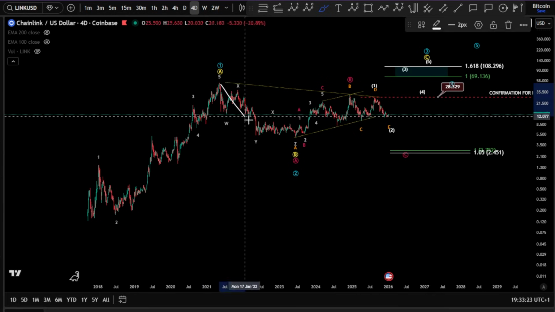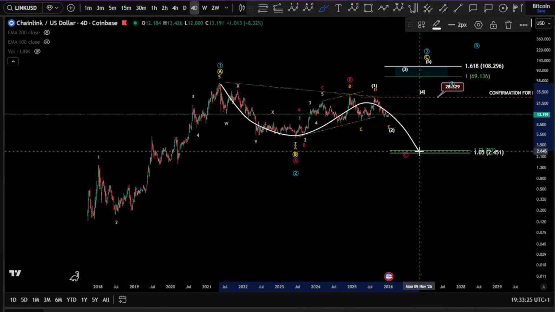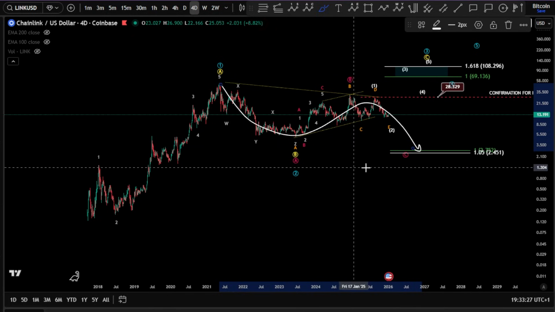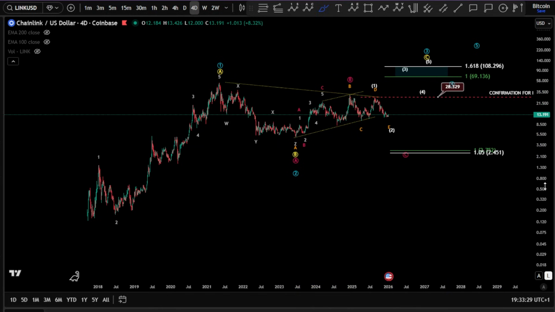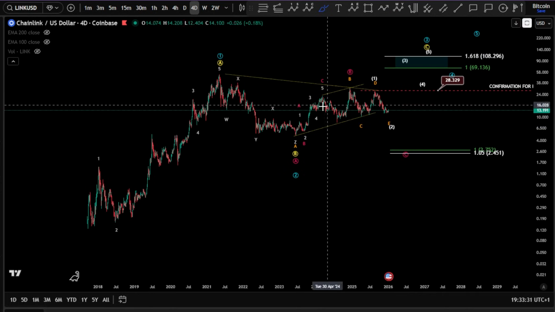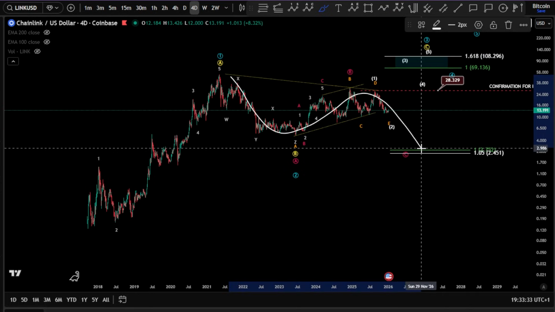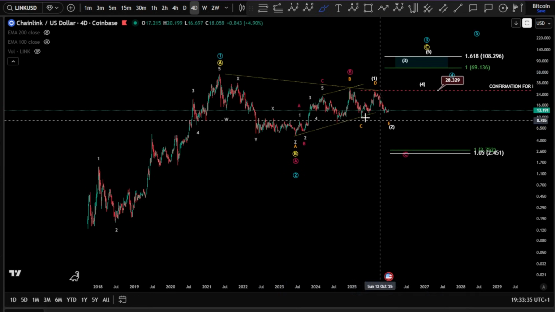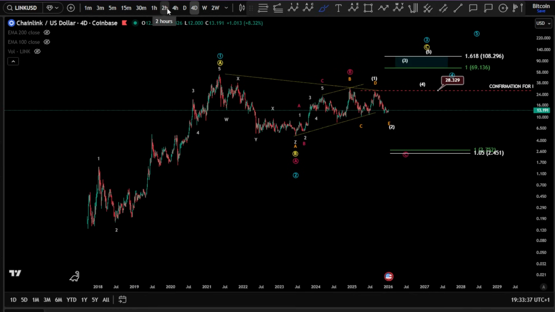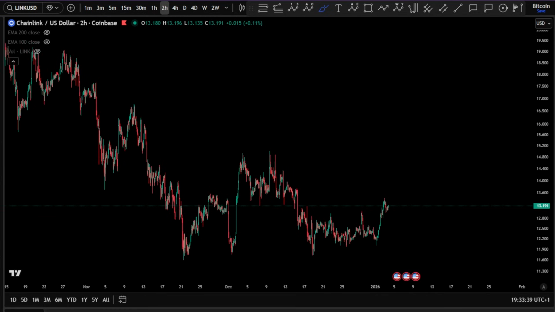Now, in case we are very, very bearish, in a worst case scenario, you might have an ABC towards the 1-to-1 fib level, $2.7, which I doubt very much here for Link. I'm still looking, of course, for higher prices. Let's move inside it.